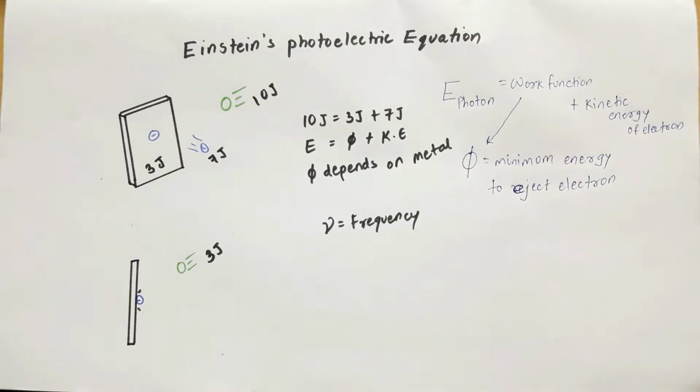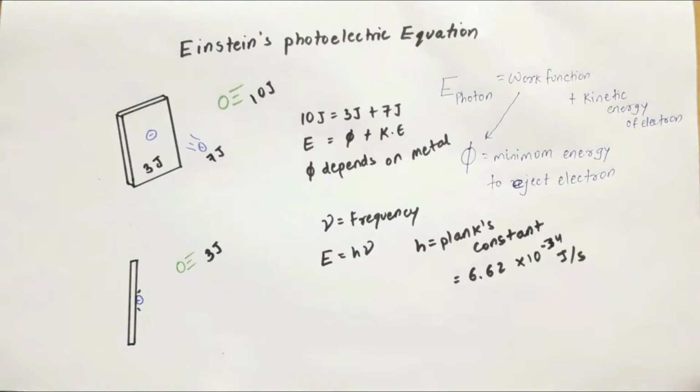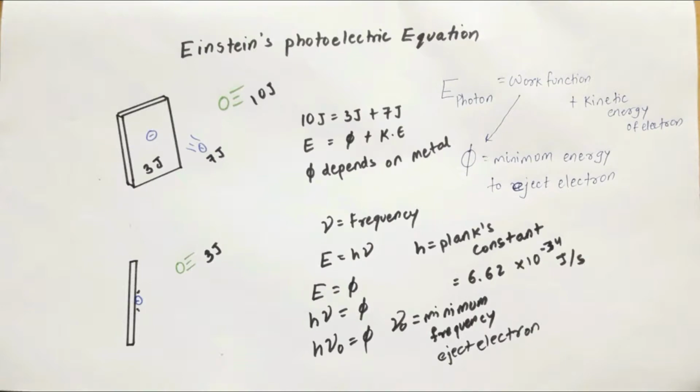Light has frequency. The formula for the energy of light is equal to h nu. h is Planck's constant and its value is constant. Here the work function is equal to the energy of the photon, that is h nu equals phi. Here nu becomes nu naught because it is the minimum energy for which the electron is ejected. The formula for the work function is also equal to h nu naught.